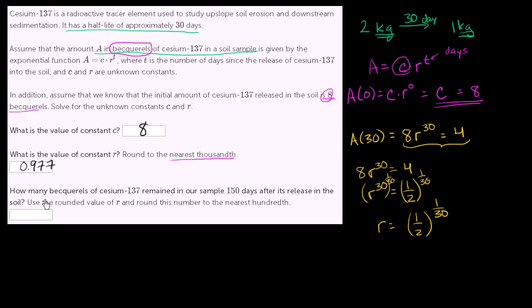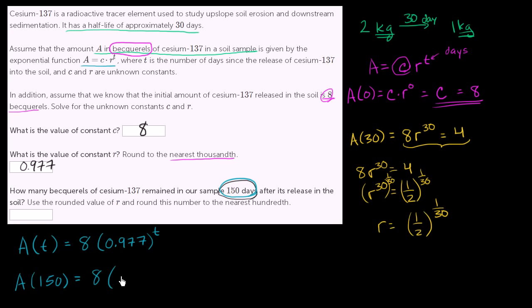And then they finally say, how many becquerels of cesium-137 remain in our sample 150 days after its release in the soil? Use the rounded value of r and round this number to the nearest hundredth. So just to be clear, we already know C and r. We know that the amount of cesium-137 in becquerels as a function of time in days is going to be equal to 8 times 0.977 to the t power, where t is the number of days that have passed. And they're essentially saying, well, how much do we have left after 150 days? So they want us to calculate A of 150.